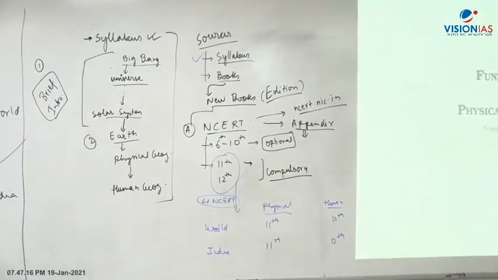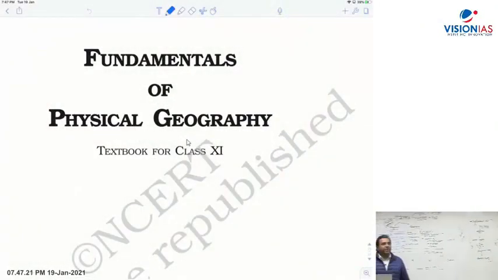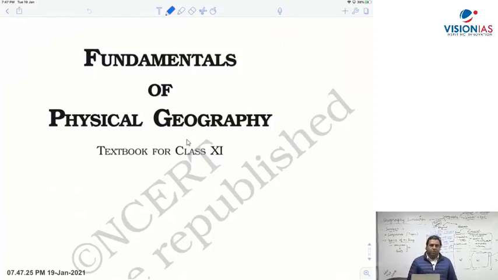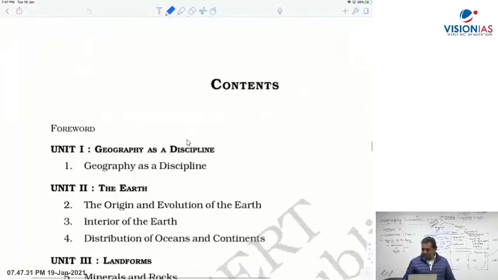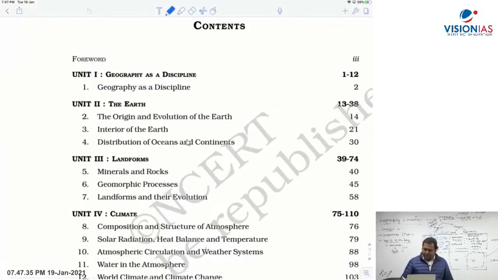Fundamentals of Physical Geography. This is the most important book. Fundamentals of Physical Geography, textbook of class 11. This is the book that we have to start with. Okay, start with, right? So for example, chapters, geography as a discipline, I don't want you to read too much. I mean, just give it a basic read and move on, right? So quick read. Don't remember, not needed too much.